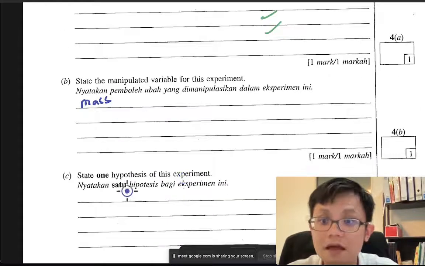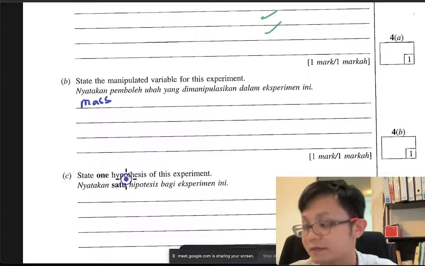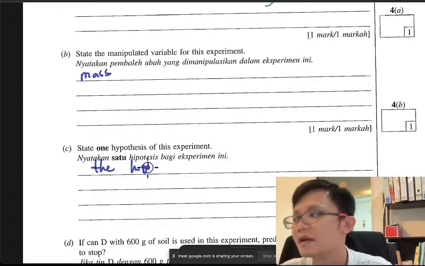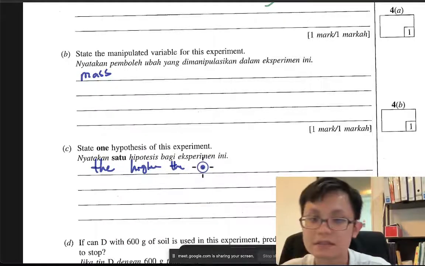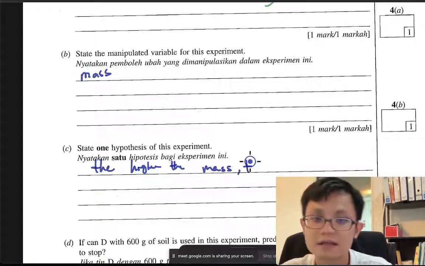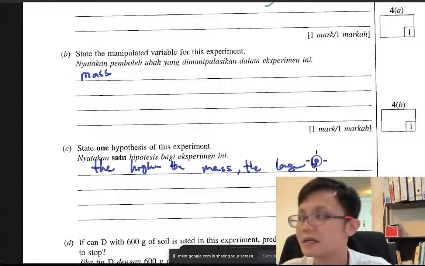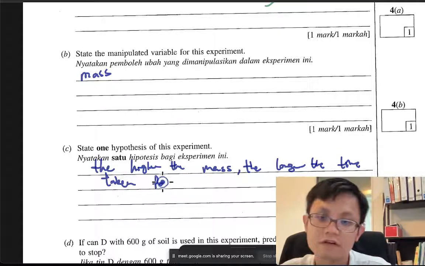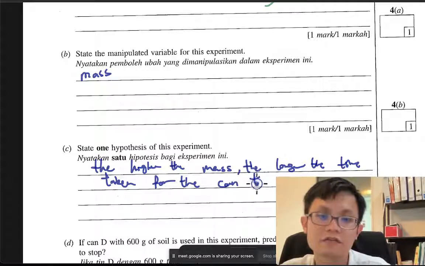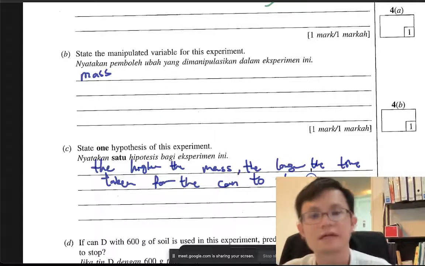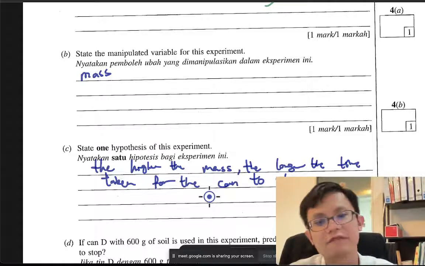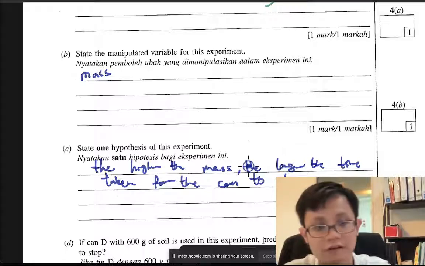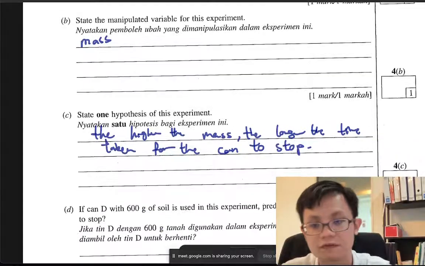Mass of the can. State one hypothesis of the experiment. What is the hypothesis? The higher the mass, the higher the inertia. Or maybe I say the higher the mass, the longer the time taken for the can to stop. Okay, this is the marking scheme, but you shouldn't write only the higher the mass, the higher the inertia. I would give it correct, but the marking scheme says like this, so I just follow.